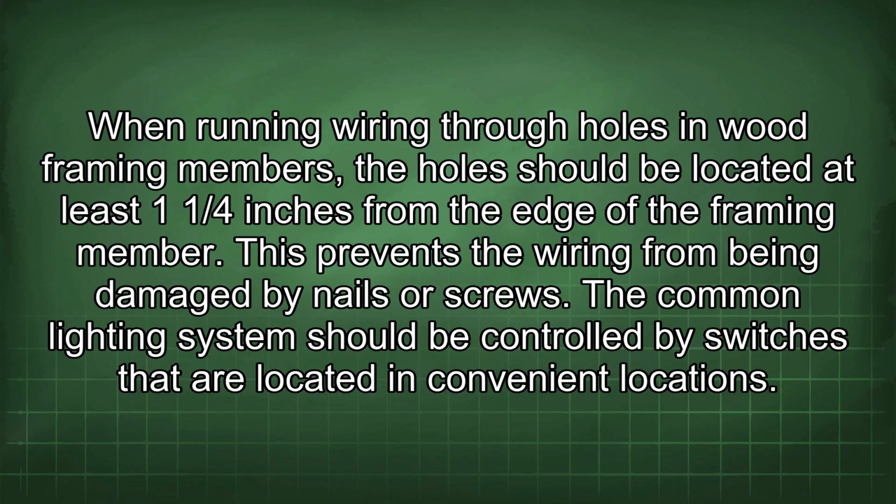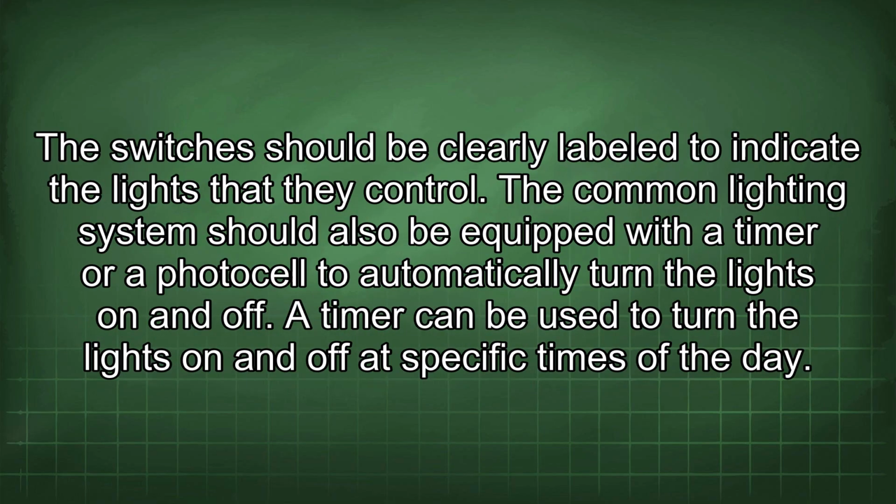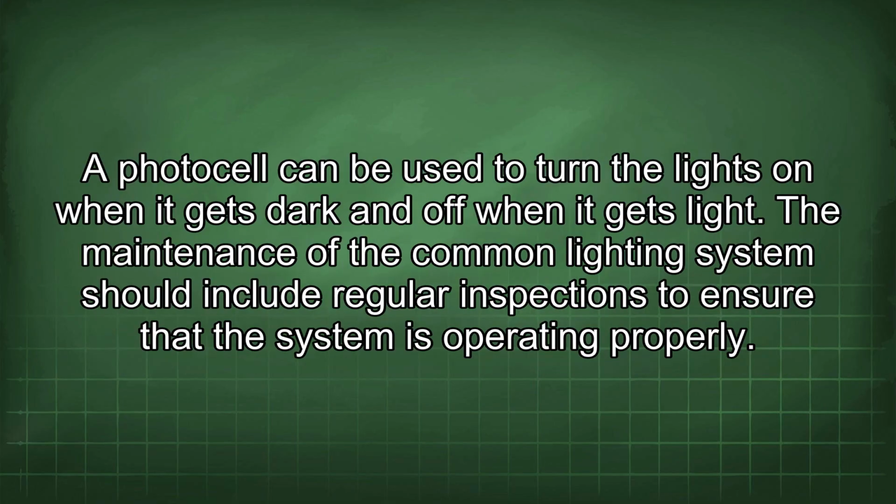The common lighting system should be controlled by switches that are located in convenient locations. The switches should be clearly labeled to indicate the lights that they control. The common lighting system should also be equipped with a timer or a photocell to automatically turn the lights on and off. A timer can be used to turn the lights on and off at specific times of the day. A photocell can be used to turn the lights on when it gets dark and off when it gets light.